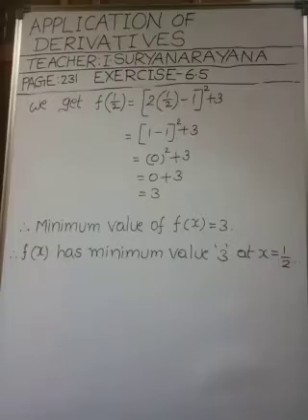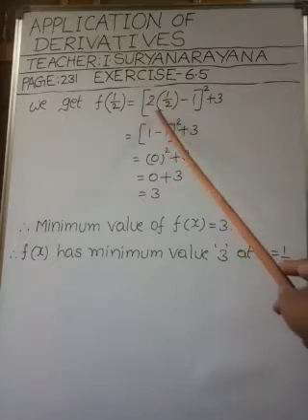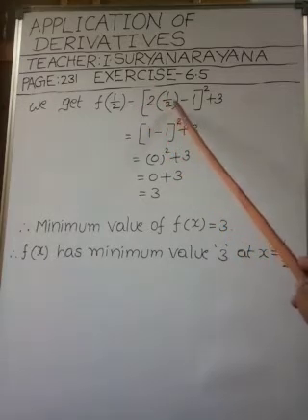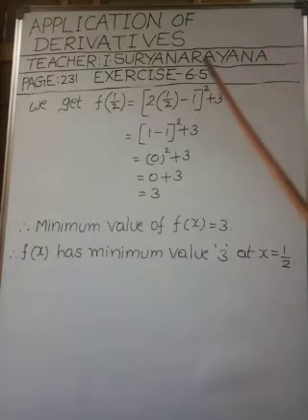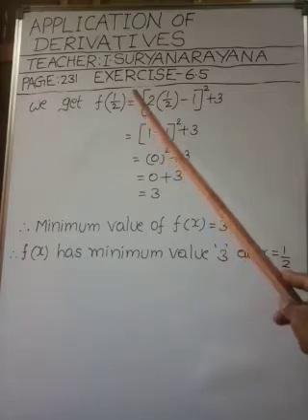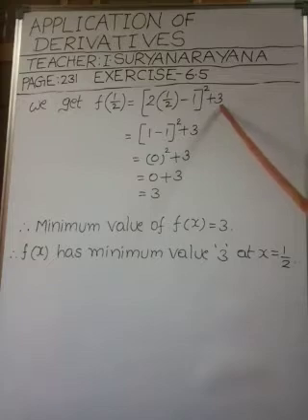Right. Then we get f of 1 by 2 is equal to 2 into 1 minus 2 into 1 by 2 minus 1 whole square plus 3. Understood this statement, children? We have substituted x is equal to 1 by 2 in f of x is equal to 2x minus 1 whole square plus 3. In the given function, we substituted x is equal to 1 by 2. Then we got this step. Understood this step, my children?